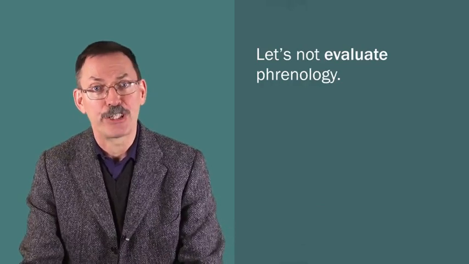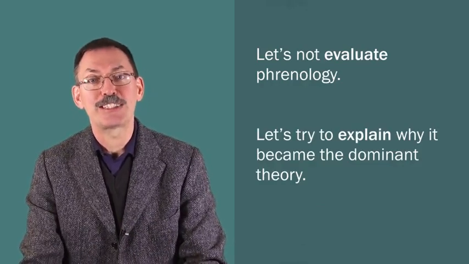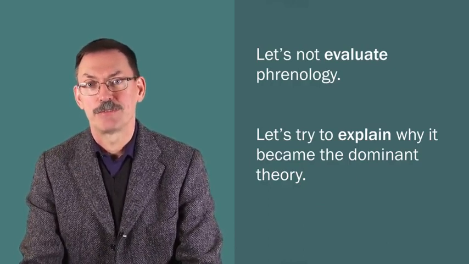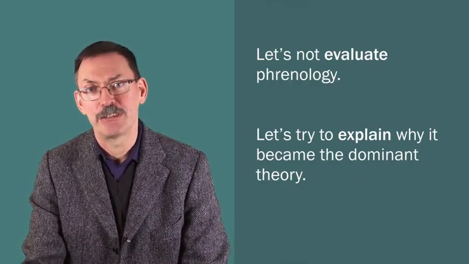The social context of 19th century Edinburgh needs to be taken into account when we want to explain why phrenology became an important and influential theory. So Chapin says, let's not evaluate phrenology. Let's try to explain why it became the dominant theory. So this is a methodological relativism.